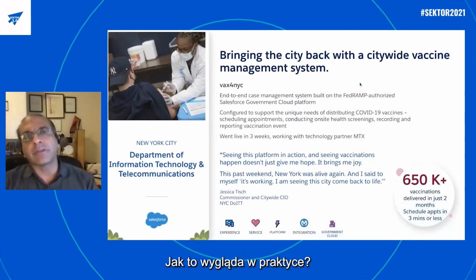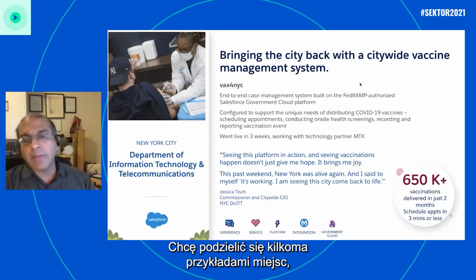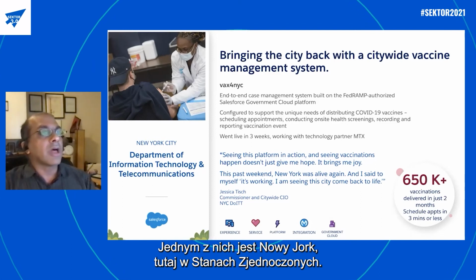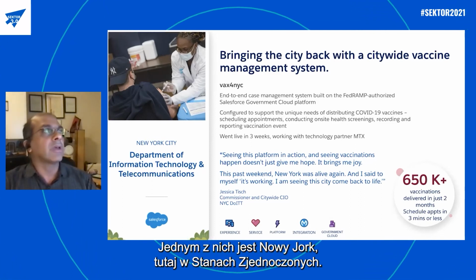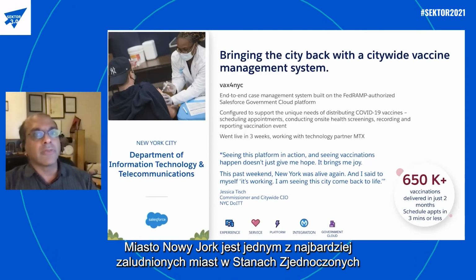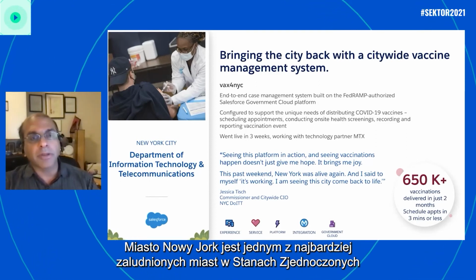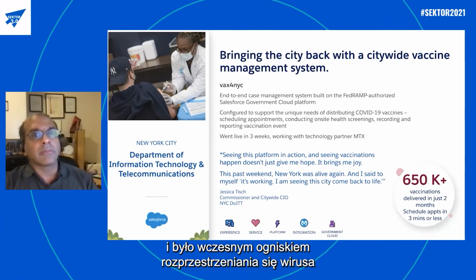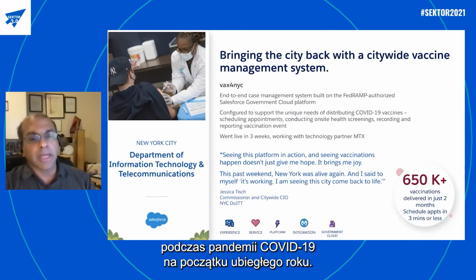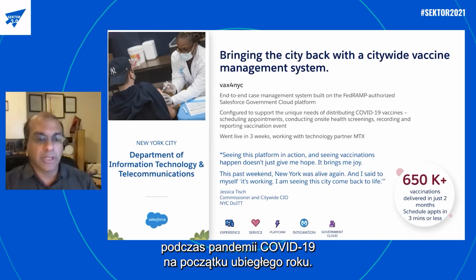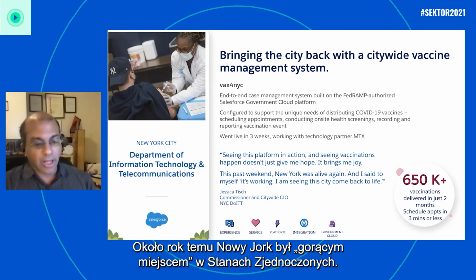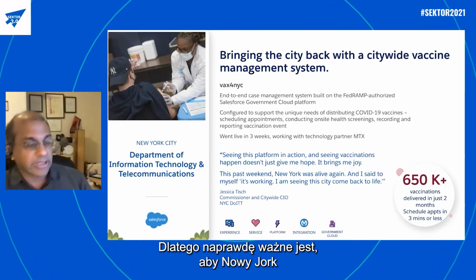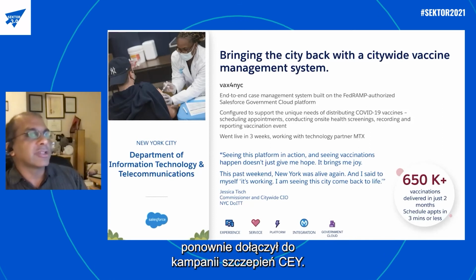So what does this look like in practice? I want to share a couple of examples of where Vaccine Cloud is in place today. One that I wanted to highlight is the city of New York here in the United States. The city of New York obviously is one of the most populated cities in the United States, and was an early hotspot for the COVID-19 pandemic in the early part of last year. About a year ago, New York City was the hotspot for the United States. And so it was really important to get New York City back up and running with a citywide vaccination campaign.